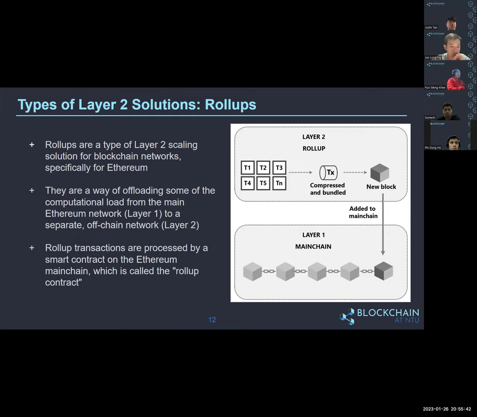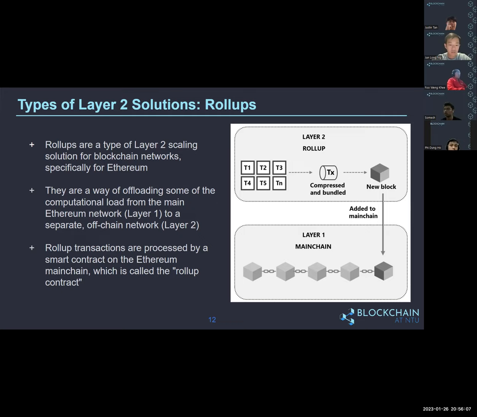Essentially, they bundle all the small transactions up into one big one before processing it on the main chain. This reduces the number of transactions that need to be processed on the main Ethereum network, which increases the overall scalability of the network. The rollup transactions are processed by a smart contract on the Ethereum main chain, and this is called the rollup contract.